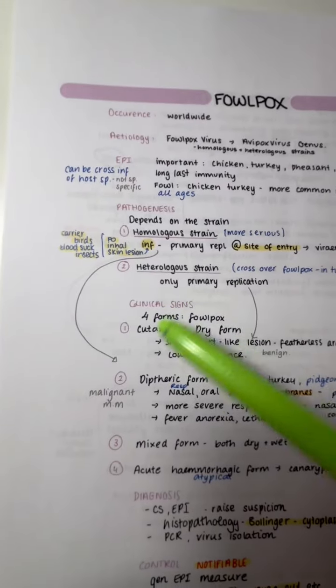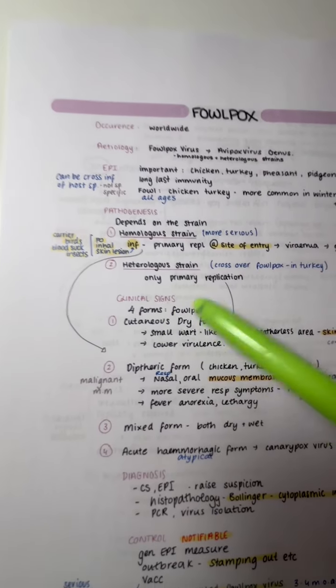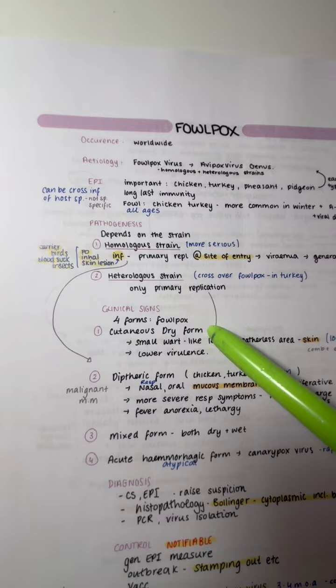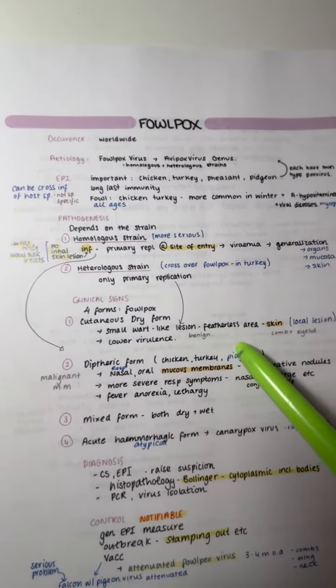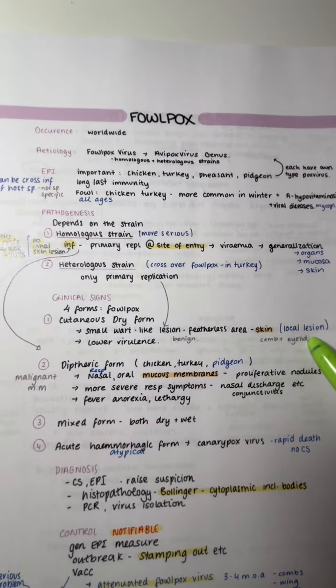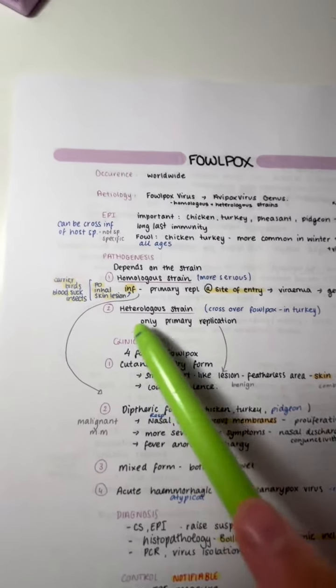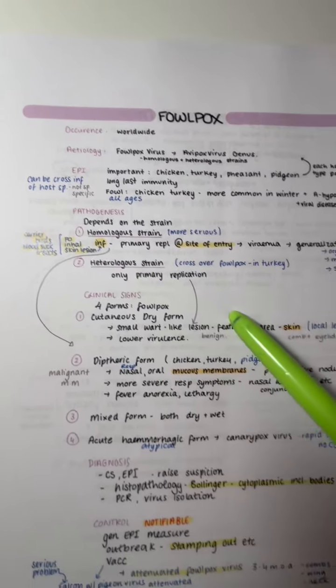For the clinical signs, there are 4 forms of fowlpox. The first type is the cutaneous dry form. It's a small wart-like lesion in featherless areas of the skin, so it's a localized lesion and has lower virulence. This is the heterologous strains.